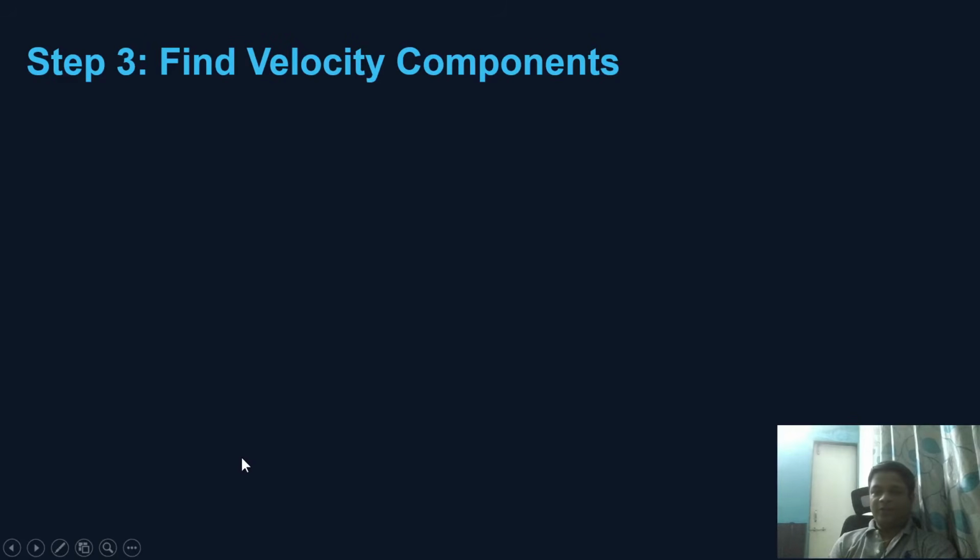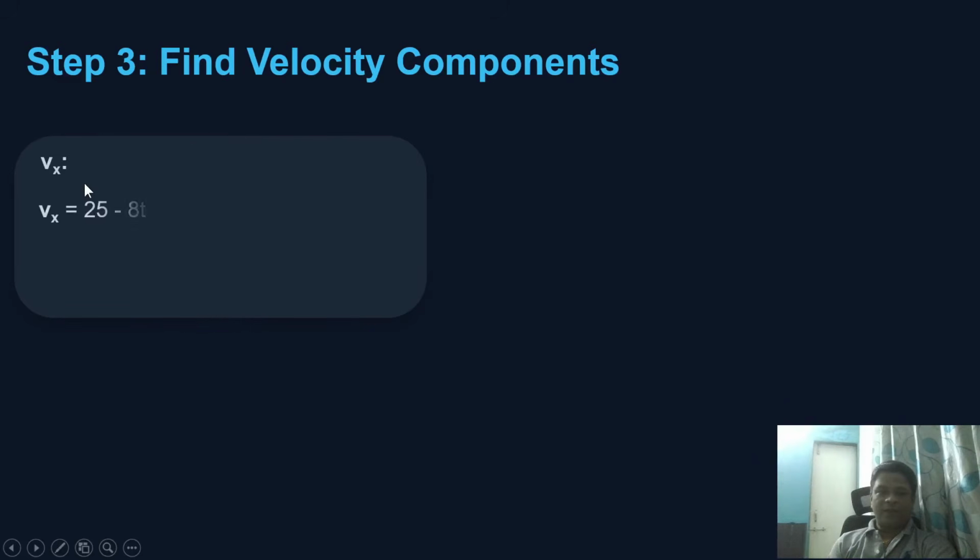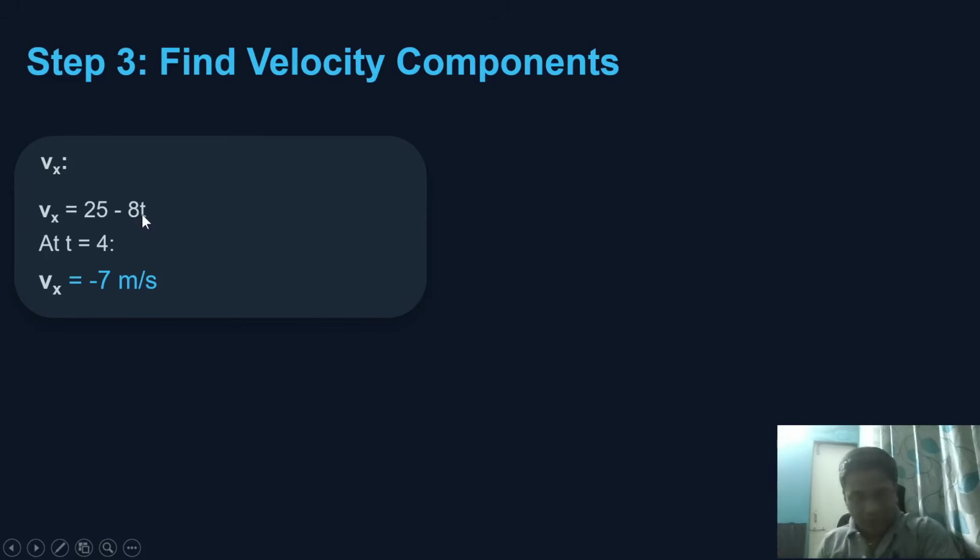Then we'll find out the velocity component. So first we'll start with the x direction. Now Vx equation is already given. So Vx is equal to 25 minus 8t. So at t equal to 4 seconds, we can put the values here. So it is equal to 25 minus 8 into 4. So 8 into 4 is 32. So minus 32 plus 25. So it should be minus 7 meter per second.